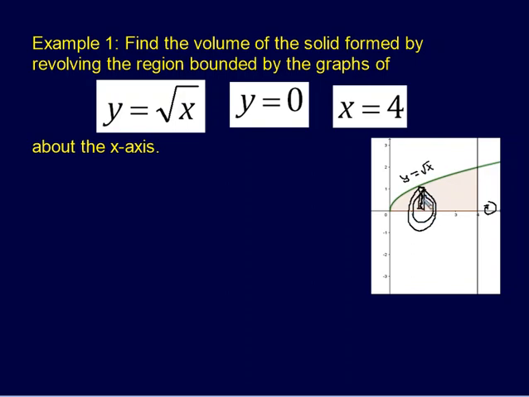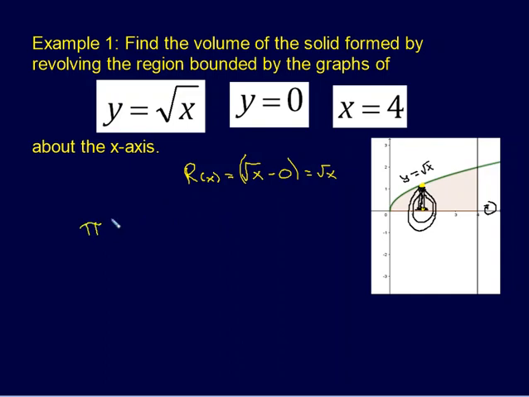And so notice that the radius of that disk is the distance from the x-axis to this function. So the first thing we need to do is recognize how we're going to measure the radius. So no matter where I place that rectangle, the distance from the top to bottom of that rectangle is the distance from the function root x to y equals 0. And so I'm just going to write that as a subtraction problem. The distance from root x to 0, or just root x, is the radius of those disks. And this region stretches from x equals 0 to x equals 4. And so those become the limits of this integral.